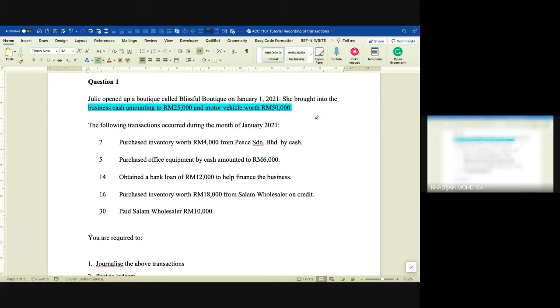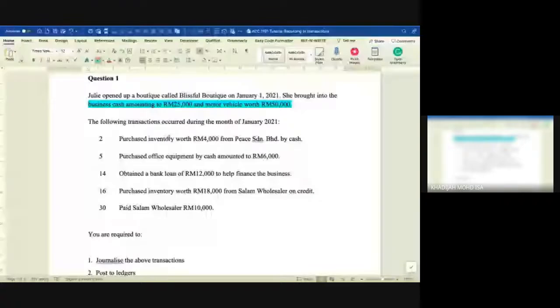So when you have that, you have to record what is actually happening. Now you put in cash of 25,000 and also a motor vehicle that values 50,000 into the business. So now the company has cash of 25,000 and a motor vehicle, and this is represented by the share capital invested by the owner, in this case Julie. So first you have to record the investment by the owner. How are you going to record that?